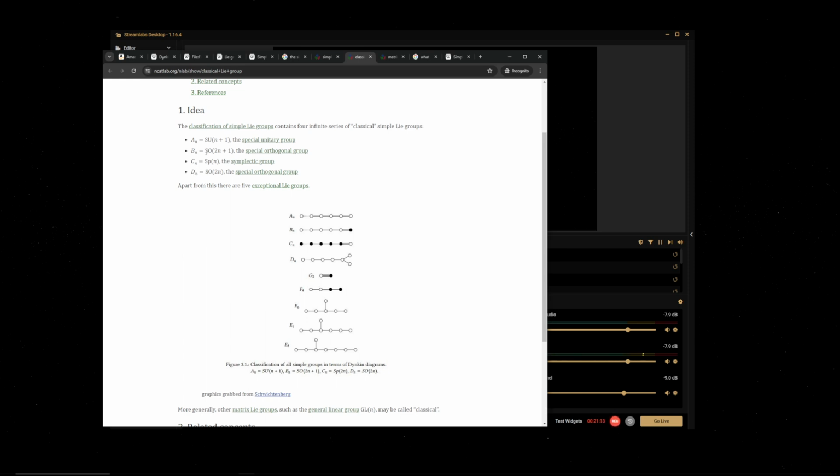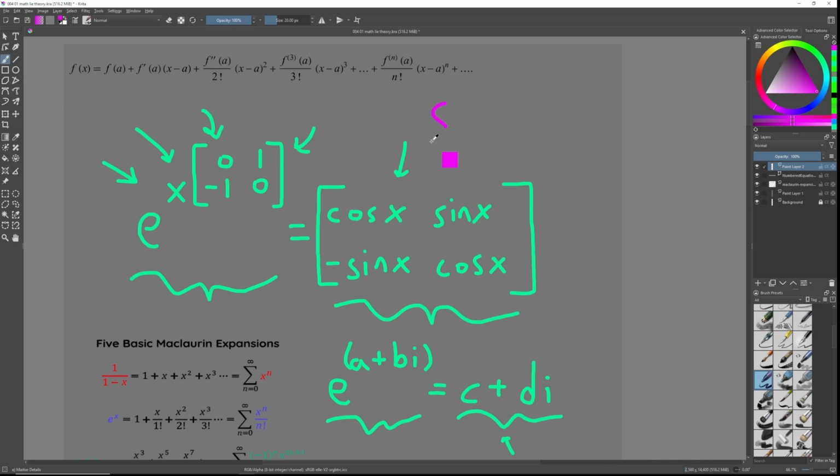But okay, so we have these SO groups, SO2n and SO2n plus 1. So these 2n ones are the even dimensional ones, and these are the odd dimensional ones. And this is actually referring to rotation. So this group that we described here actually is SO2. It's the group of rotations in 2 dimensions. So SOn is the group of rotations in n dimensions. So of course, it's important and interesting to study this in different numbers of dimensions.